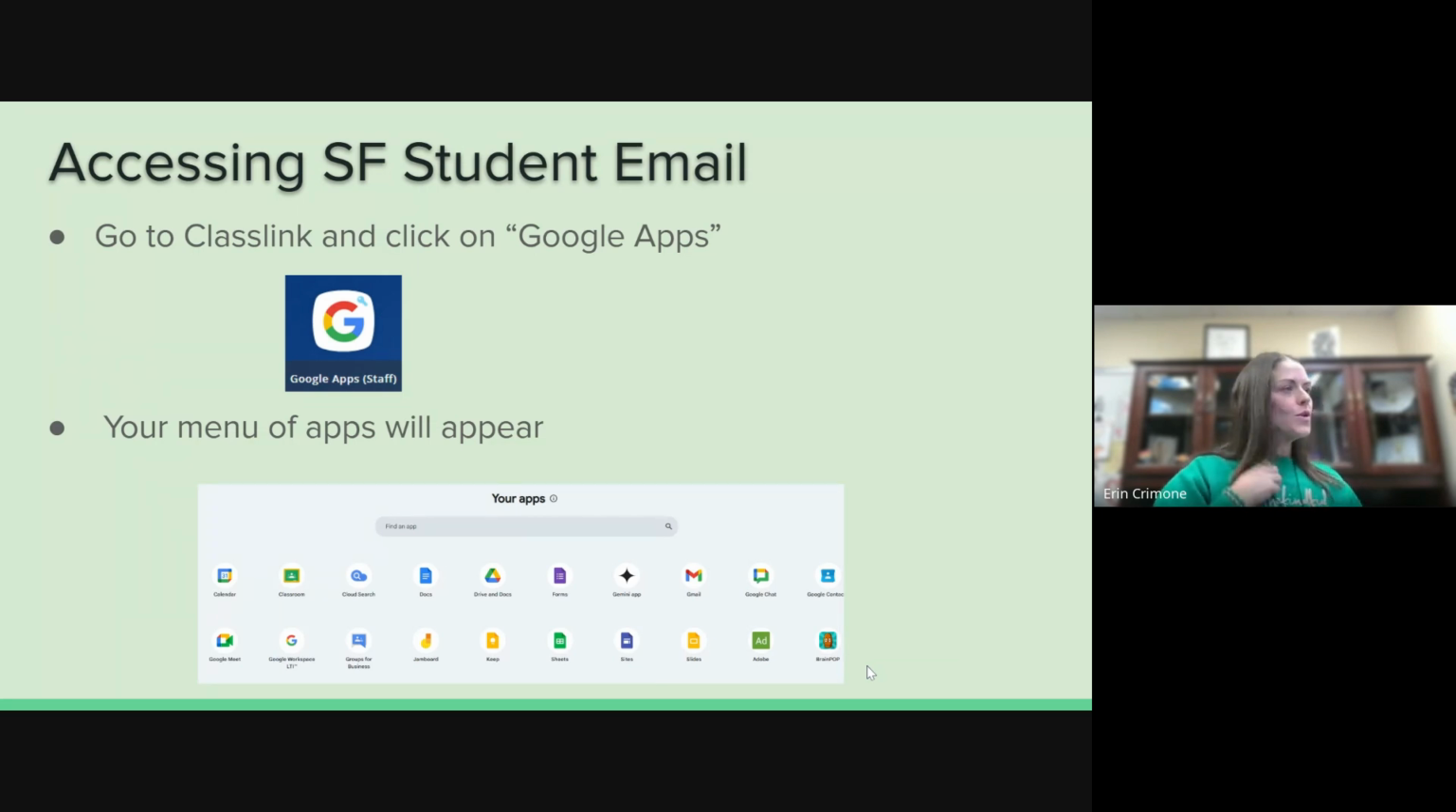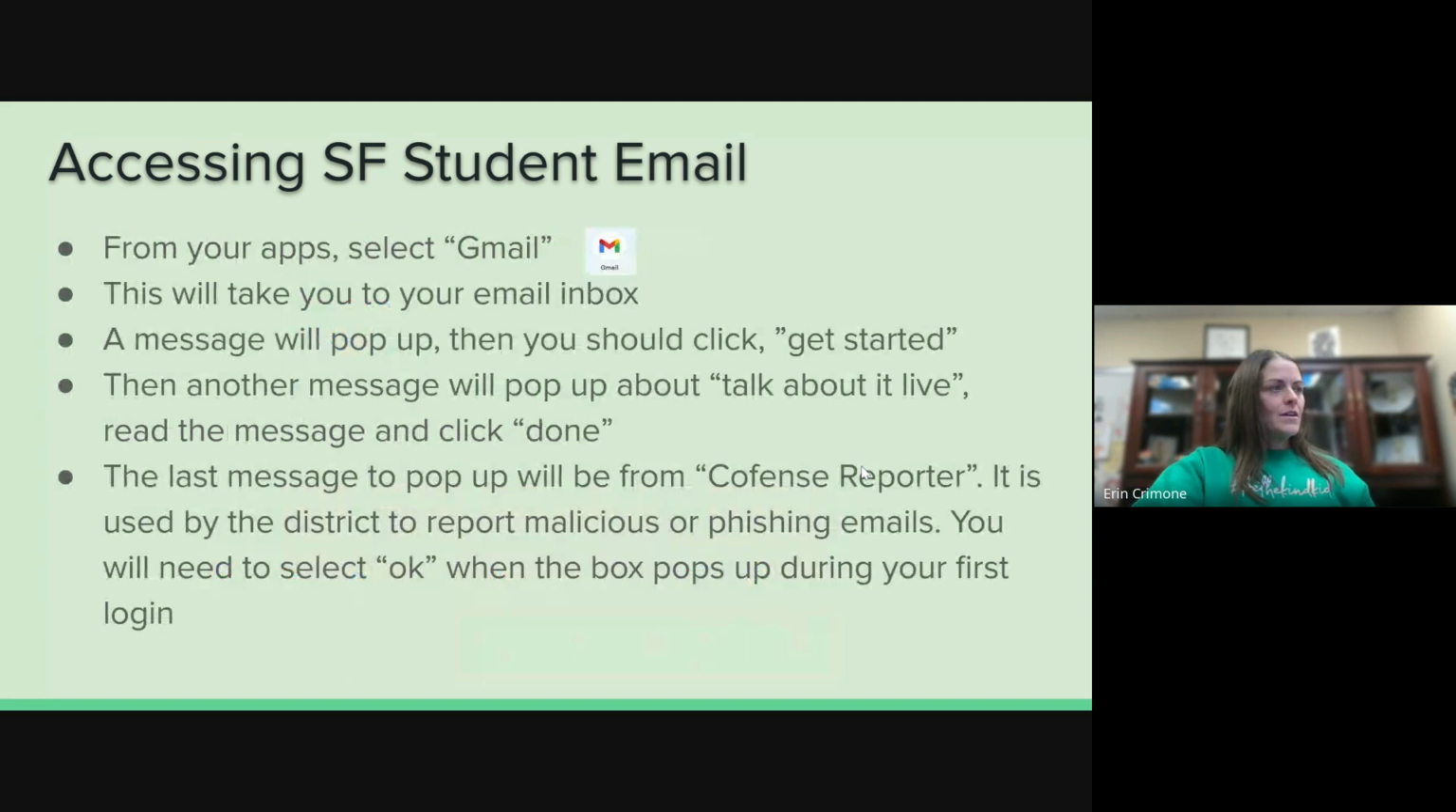In order to access your student email, you will need to go to ClassLink, and then you will click on your Google Apps. Right now, mine says staff. I just took a screenshot of my own. Yours will look just like this, except it'll say students in parentheses. Then a menu of apps appears. It might be in a different spot on your list of apps, but you will want to look for the one that says Gmail, and you will just click on that to get into your mail.